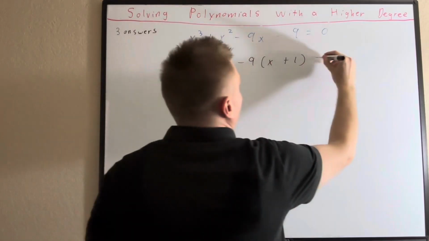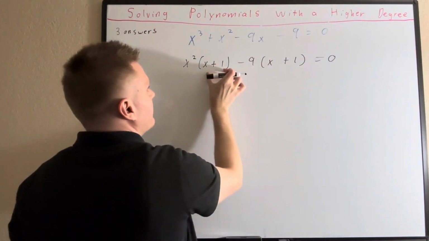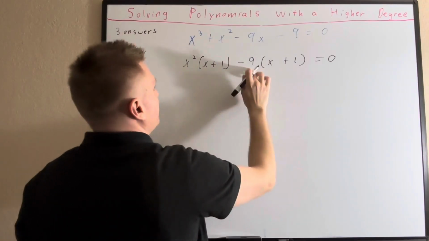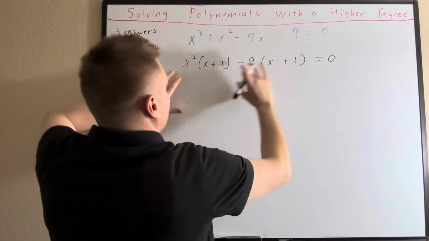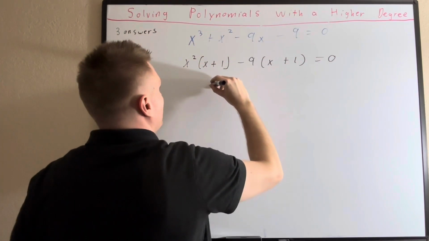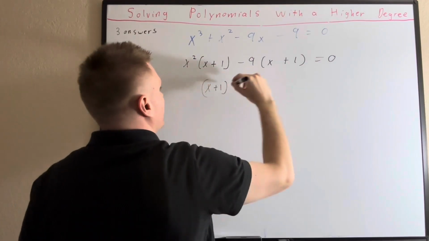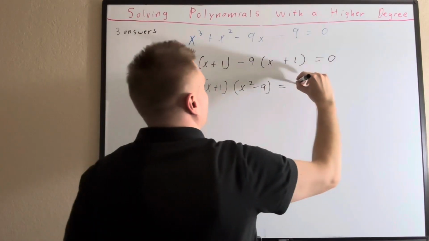It's important to note. Now, the only reason this grouping method works is because we have the same factor here. So we factor that factor out because it's kind of distributed between these two terms here. So x plus 1 times x squared minus 9 equals 0.